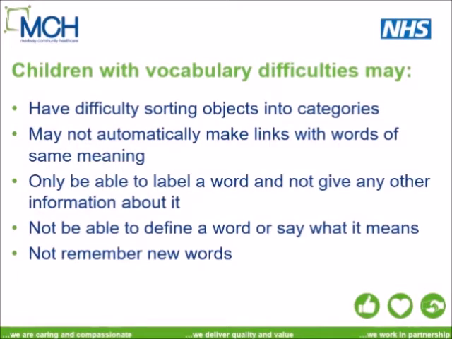Children with vocabulary difficulties may have difficulty sorting objects into categories, may not automatically make links with words of the same meaning, may only be able to label a word but not give any other information about it. They may not be able to define a word or say what it means, and they may have difficulty remembering new words.